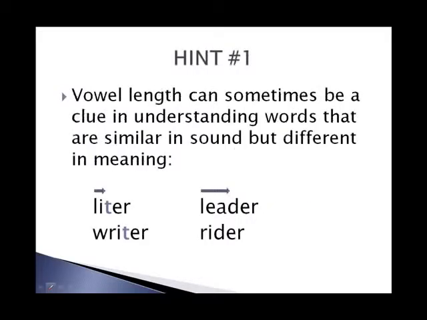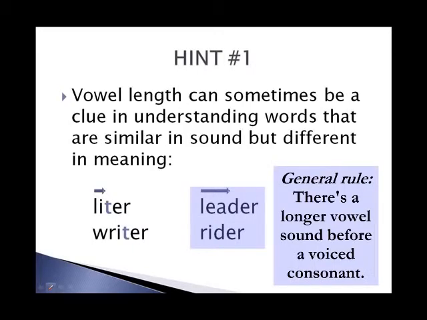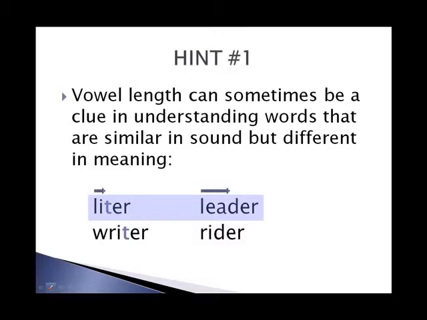Let me offer a couple of hints when it comes to understanding American speech. Vowel length can sometimes be a clue in understanding words that are similar in sound but different in meaning. Listen to these two pairs of words: leader, liter, writer, rider. The words on the left have a shorter vowel sound in the first syllable. The words on the right have a longer vowel sound before that voiced D. Again, leader, liter, writer, rider.